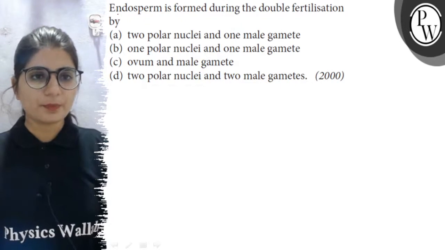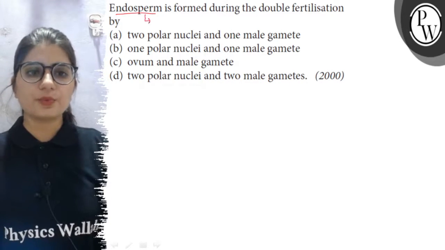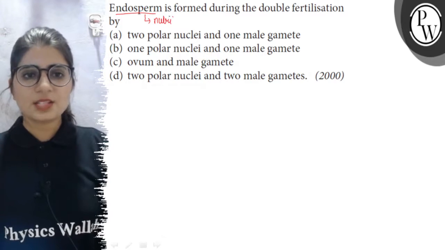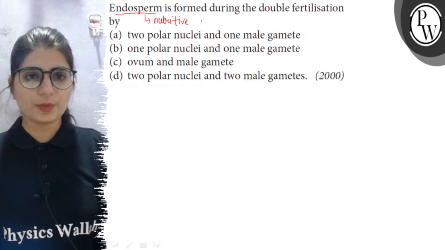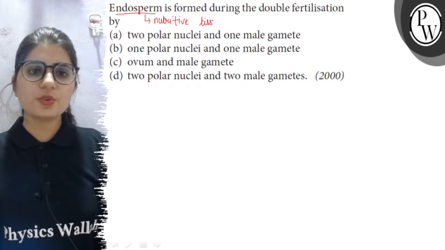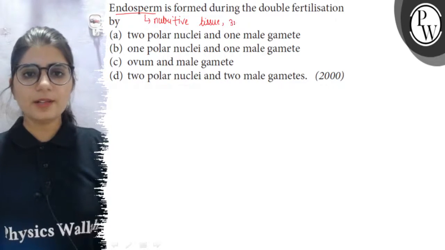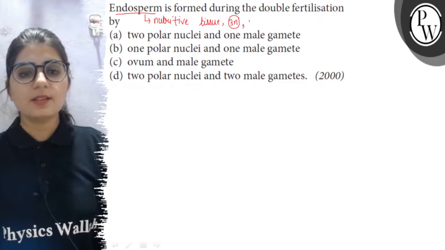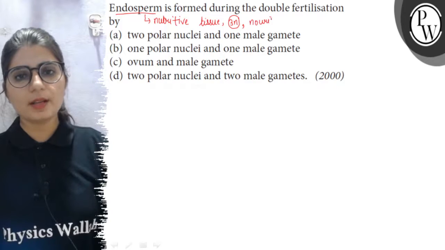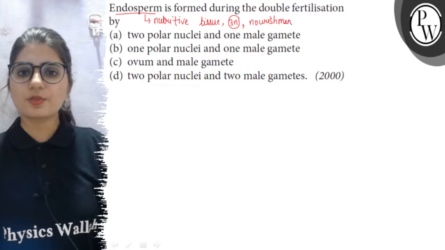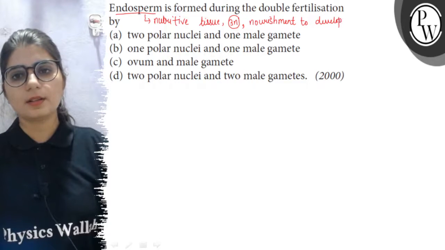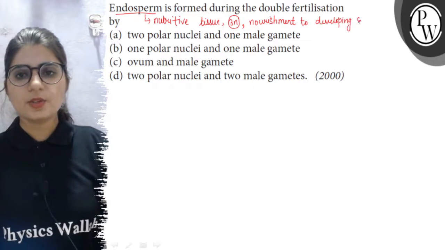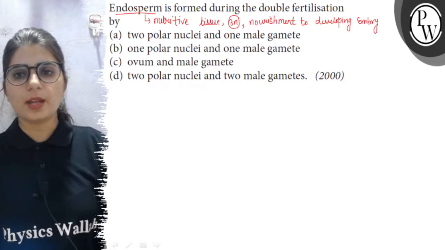So, endosperm, it is a nutritive tissue which is formed during double fertilization in angiosperm. It is triploid, means its ploidy is 3N, and it provides nourishment to the developing embryo. So, its function is to provide nourishment to the developing embryo. So, now this endosperm is formed when?